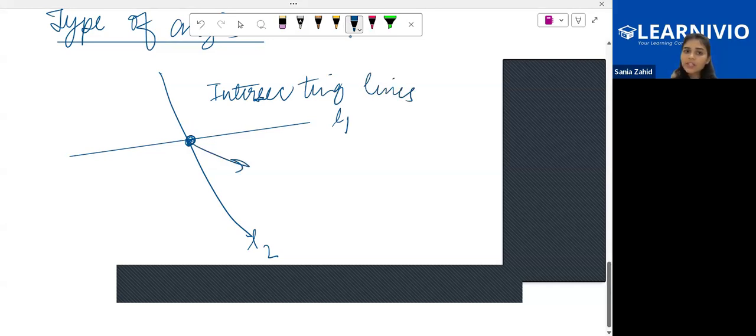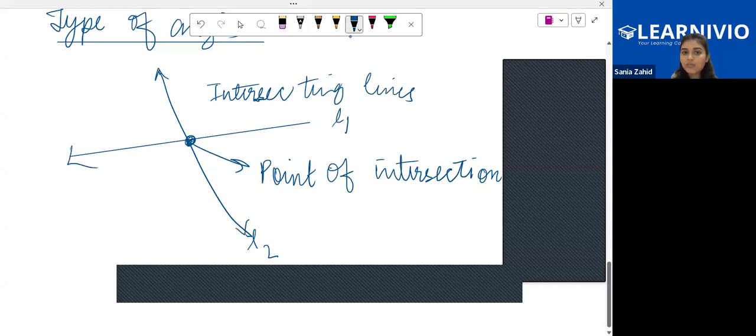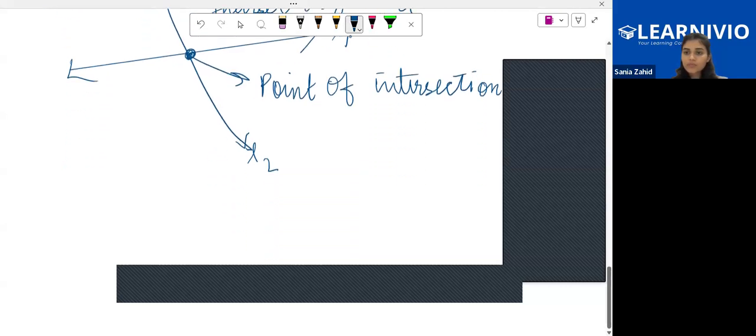What is this point? This point is the point of intersection, and these are intersecting lines. Intersecting lines are basically those lines which cut each other. Fine. Understood? Yes, ma'am. Okay.